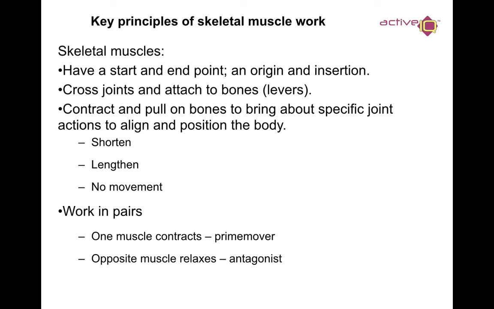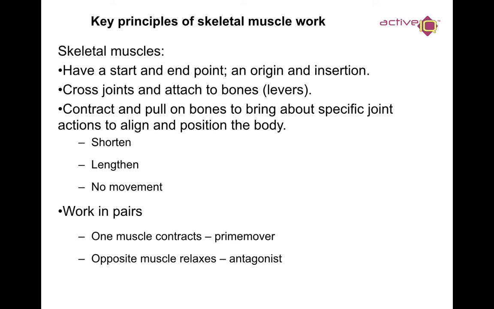Alright, key principles of skeletal muscle work. Skeletal muscles have a start and end point. Sounds obvious, but again, I just need to reiterate that to you. This start and end point are known as the origin and insertion. The muscles cross joints and attach to bones to create levers. All right, so your arms are perfect levers.